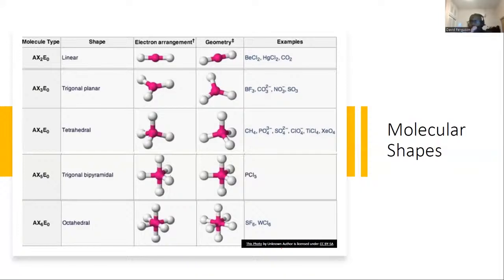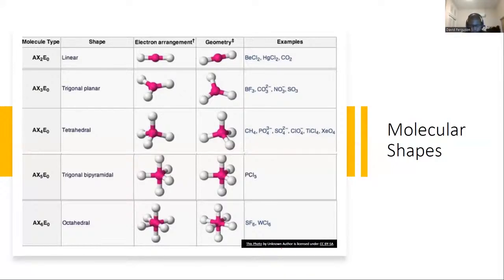Methane is tetrahedral. See? There are four faces. Okay. PCl5 is trigonal bipyramidal. You have your trigonal face right there, and it's bipyramidal.